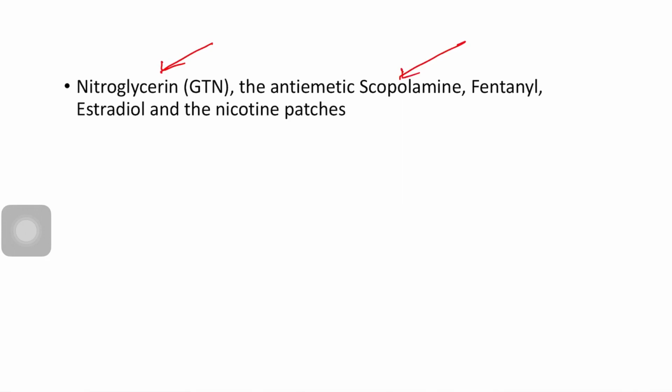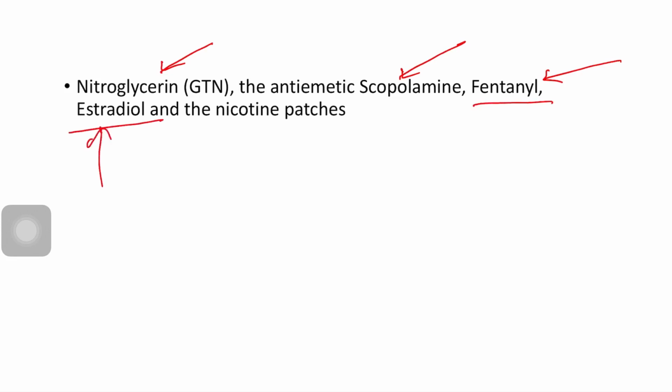Many patients get motion sickness while they travel, so scopolamine patches are applied, and it's quite useful rather than taking drugs. Fentanyl patches are the drug used most commonly for pain-killing effects. These are opioid drugs, usually used in post-operative cases or cancer patients where there are lots of episodes of pain. To reduce that, they use these fentanyl patches.